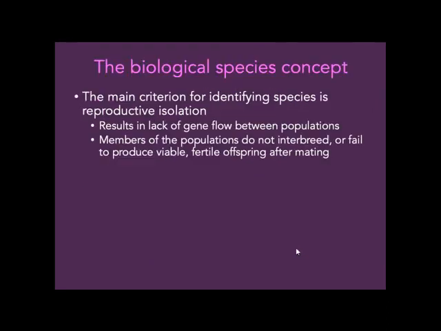phylogenetic species concept. All right, so the biological species concept, the main idea is that you categorize species based on who they reproduce with. And so the idea is that if you have one group that is not able to reproduce with another group, you're not going to get gene flow between the two populations, right? And members of the populations do not interbreed, so that could be one way that the two populations are separate. Or it could be that they sometimes do interbreed, but when that happens, they don't end up making offspring that survive or can reproduce.